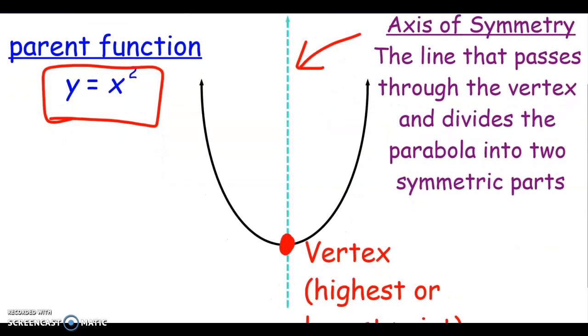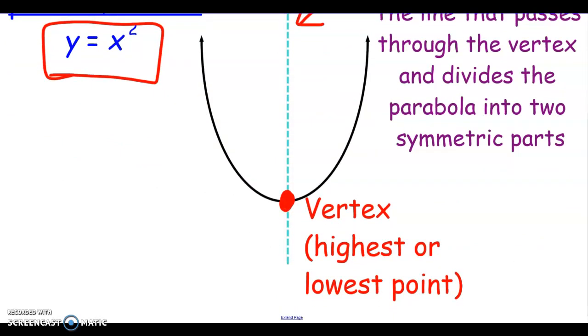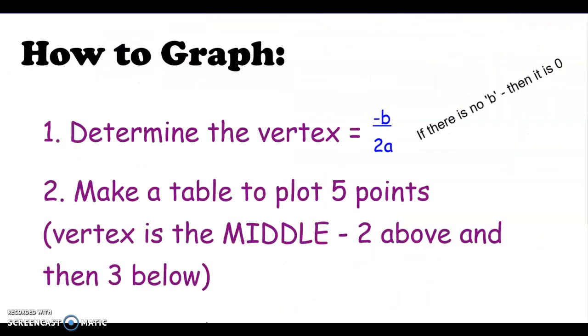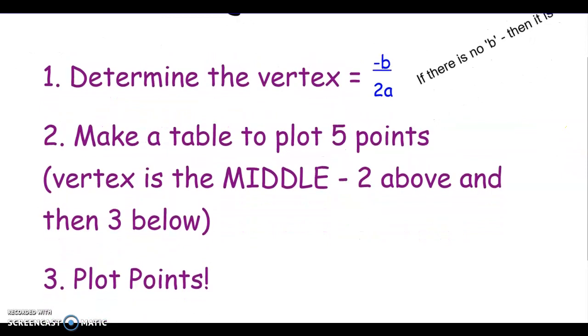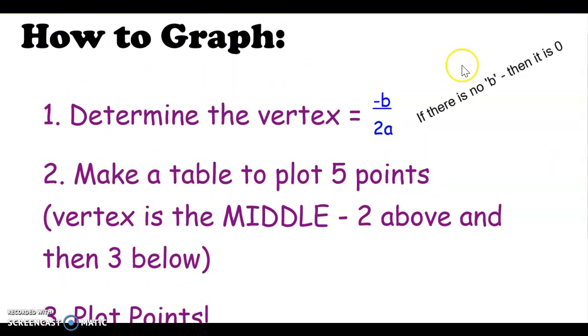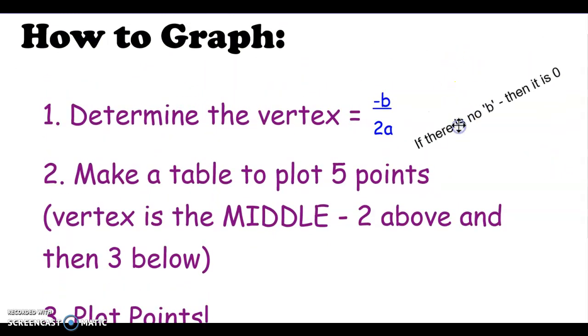Okay, so we're going to be talking today about graphing, and we're going to do how to graph an equation. So underneath in the box, you have some space to write this down. So how to graph it. The first thing we're going to do is determine the vertex. This is super important that you write down. It's the opposite of b over 2a. So you're going to go through what each of those are. If there is no b, then it's just 0.